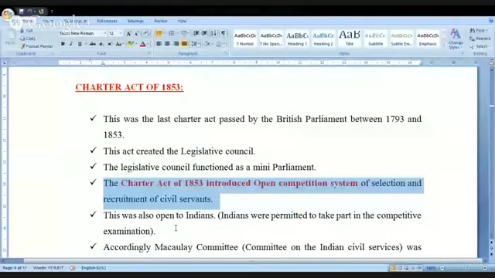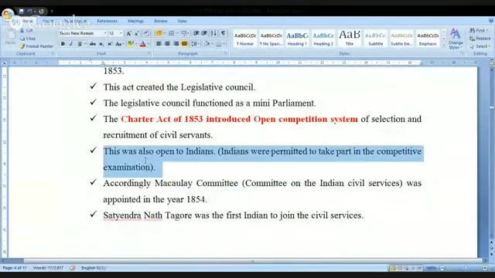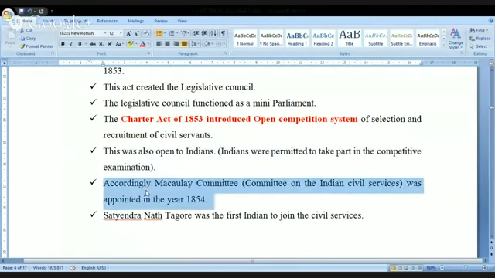Okay, now let me go to the next one. Right, look at this. This particular one was also open to Indians, and Indians were permitted to take part in the competitive examination. Accordingly, the Macaulay Committee, called the Committee on Indian Civil Services, was appointed in the year 1854, and that is the beginning of the open competition system of selection and recruitment of civil servants in India. And kindly remember this, in some examinations they ask this question very frequently.